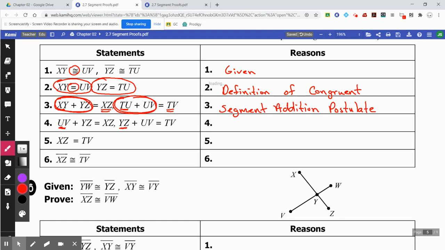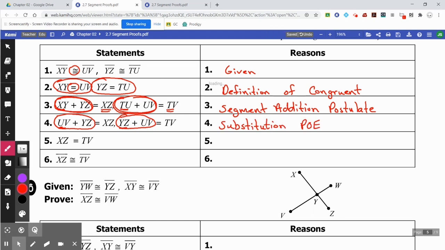It's because of the substitution property. You can substitute equal things. And again, why are we doing this? Look at the left sides now. UV plus YZ, and this is also UV plus YZ. Since they're both equal to UV plus YZ, then they must equal each other. So therefore, let's go ahead and write down number 4 is the substitution property.